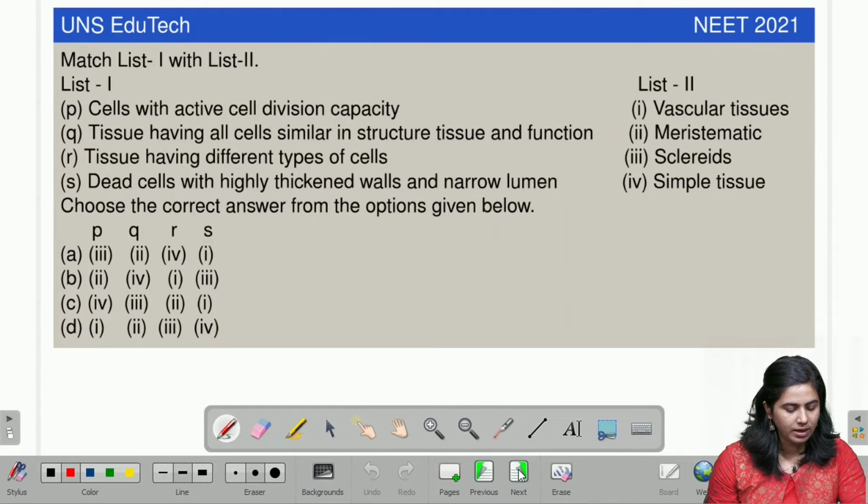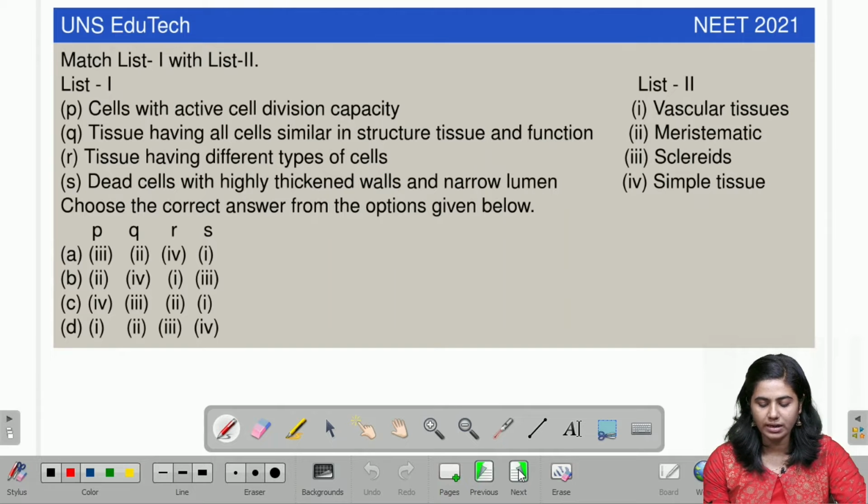On the left hand side, there are four options: P, Q, R, S. Let's see what the options are. P: cells with active cell division capacity. Q: tissue having all cells similar in structure and function. R: tissue having different types of cells. And the last option, S: dead cells with highly thickened walls and narrow lumen.